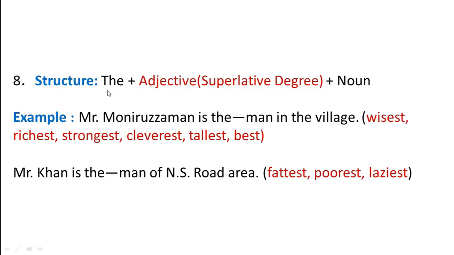Look at number 8. If you find definite article the, then gap, then noun. In this gap, you can use an adjective, that means a superlative degree. Look at the example. Mr. Monirujjaman is the best man in the village. Wisest, richest, strongest, cleverest, tallest, best. These can be the answer here. Then look at another example. Mr. Khan is the dash man of NS Road area. You can use here fattest, poorest, laziest, etc. Any one adjective from here can be the answer.